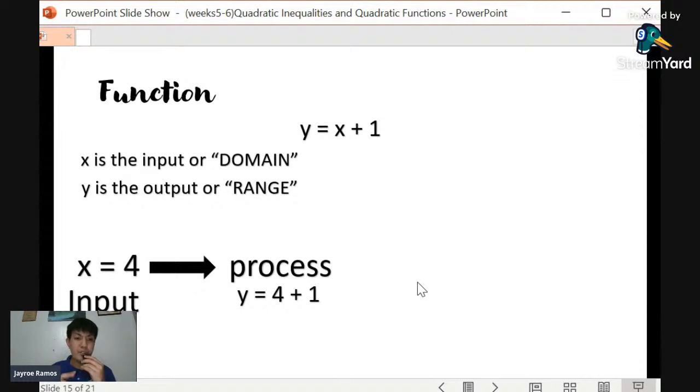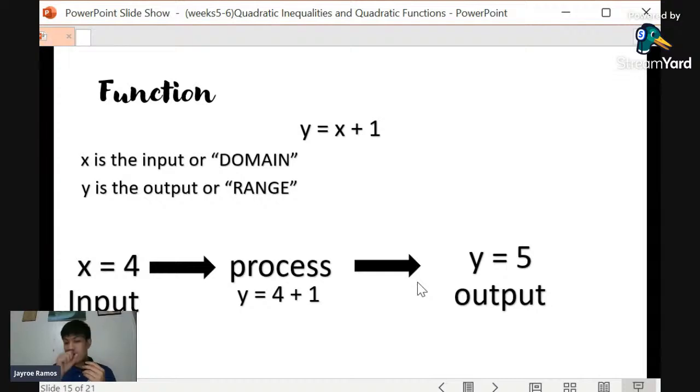And of course, we're going to solve that. So what is 4 plus 1? So that is 5. And 5 will be our output. I hope nakukuha po, no? So y will be our output. So that is function. So x is the input and then y is the output. So don't forget that.